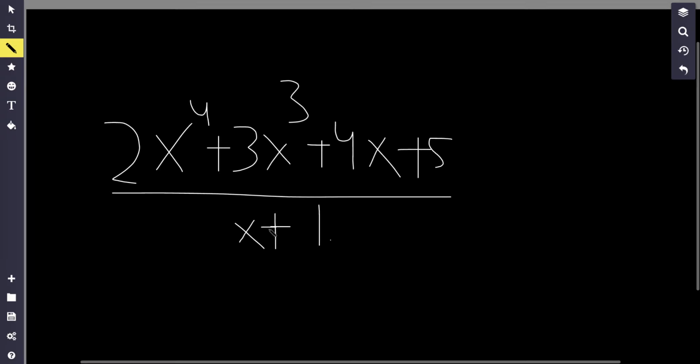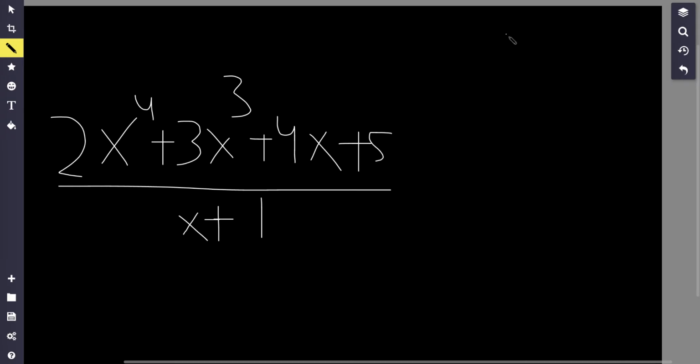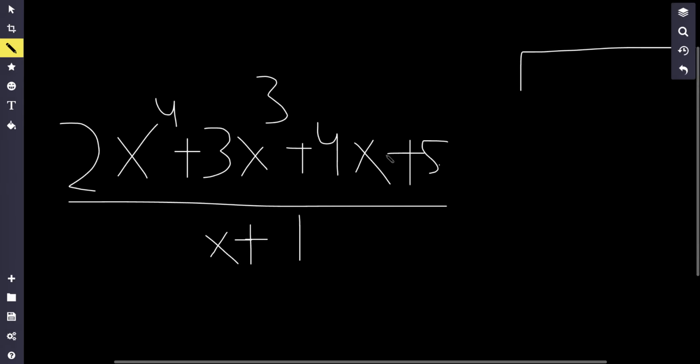Now, once again, the first step is you put the coefficients inside a box. In this case, my x to the fourth term, my highest term, is going to be 2.